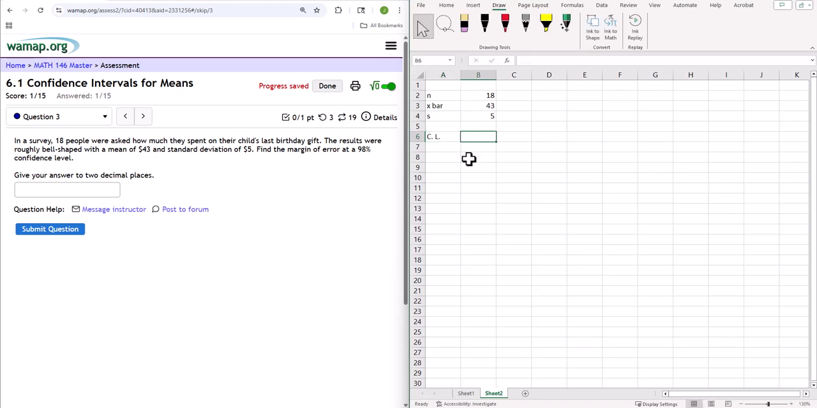So here's my confidence level, making that 98% a decimal. So we need to find our critical value and we need to find our standard error, and the product of those will be our margin of error, similar to what we were doing before. So I need to find alpha. Alpha is 1 minus our confidence level.